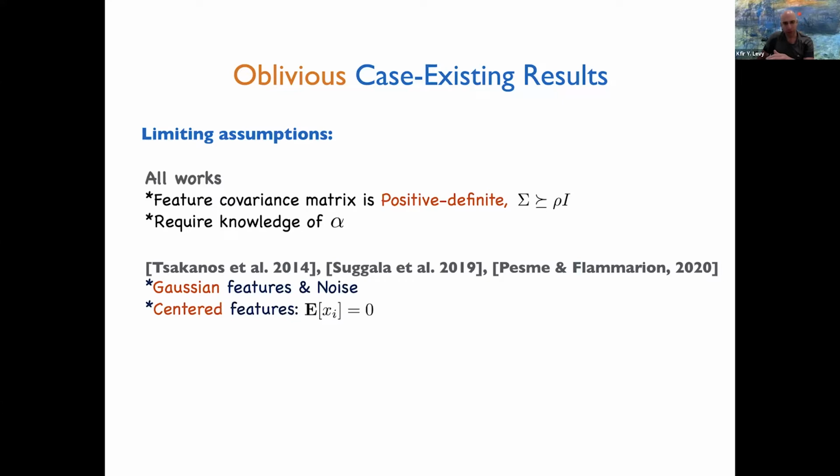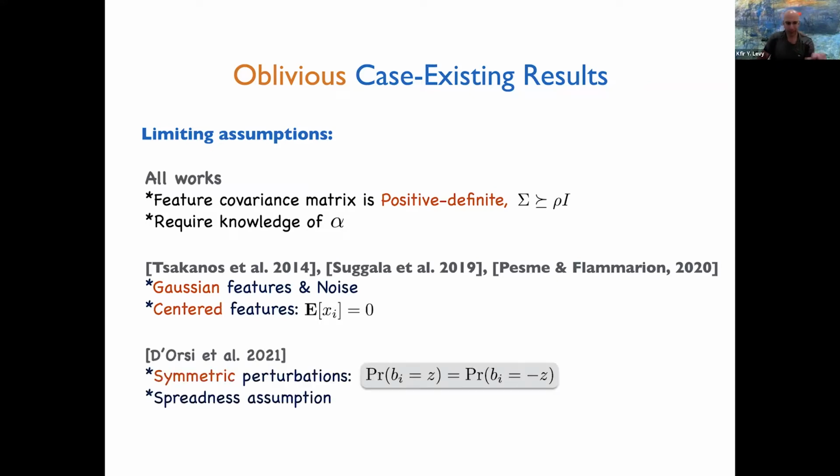Also, most of the works make even more stringent assumptions. They actually assume that the features and the noise are Gaussianly distributed, which is very limiting. And they also assume that the features are centered, meaning that the expectation of the feature vectors is equal to 0. One exception is this very nice paper of Dorsey et al. from 2021, which actually gets rid of these Gaussianity and centered assumptions.